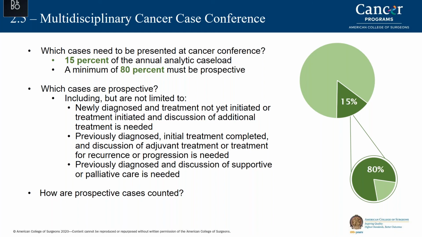Also, 80% of these patients must be presented in a prospective fashion to indicate these are active patients being considered for active therapy. Now, which cases are prospective? Well, certainly cases that are newly diagnosed and you haven't yet decided on your treatment paradigm, and you have discussion of additional treatment if a patient has been presented previously. They could be previously diagnosed patients, but the initial treatment has been completed, the patient has had recurrent disease, and new discussion needs to take place regarding surgical management or other management, such as medical oncology management or radiation. Or the patient could have been previously diagnosed and discussed, but now new supportive areas or new palliative care issues need to be discussed. And these are very important for discussion of our prospective cases.